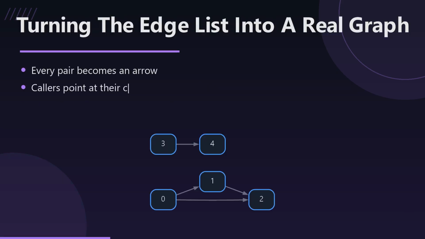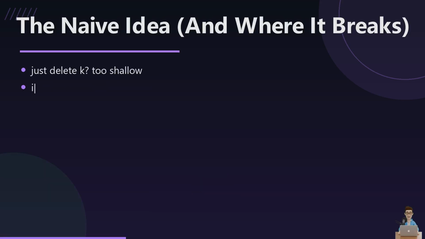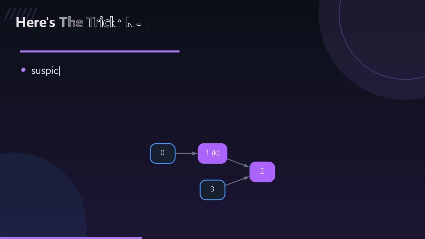Once we lay every pair out as an arrow, the structure jumps out. Method 0 points at 1 and 2, method 1 also points at 2, and 3 and 4 sit off on their own little island. First instinct, just delete method k. But that's too shallow. If k is buggy, it's been quietly corrupting everything it calls too. So what exactly needs to go with it? That's next.